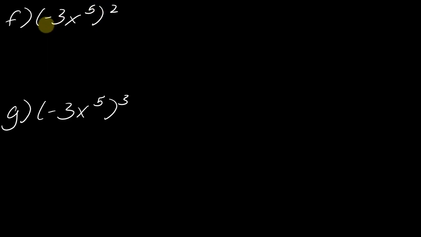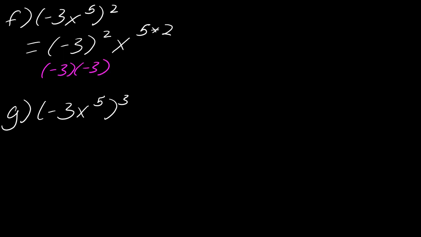I highly recommend, since you see the negative here, and remember, this is all inside parentheses, that you write this out as (-3) squared, and then you've got x to the 5 times 2. This totally matters. I've talked about this in detail in other videos. When you have this squared, you're taking -3 times -3, so this whole thing ends up becoming positive, because a negative times a negative is positive. So this is 9x to the 10th.